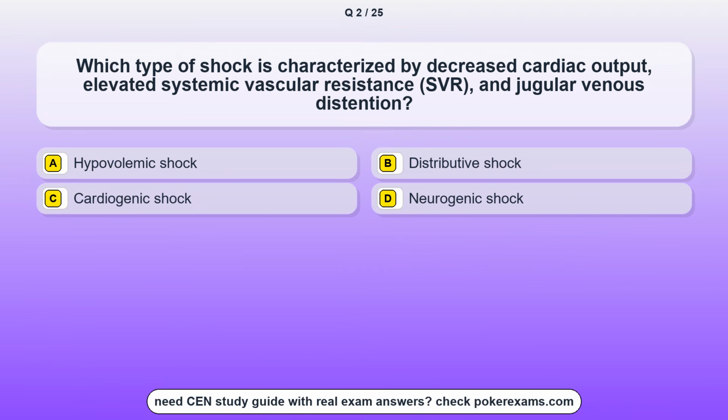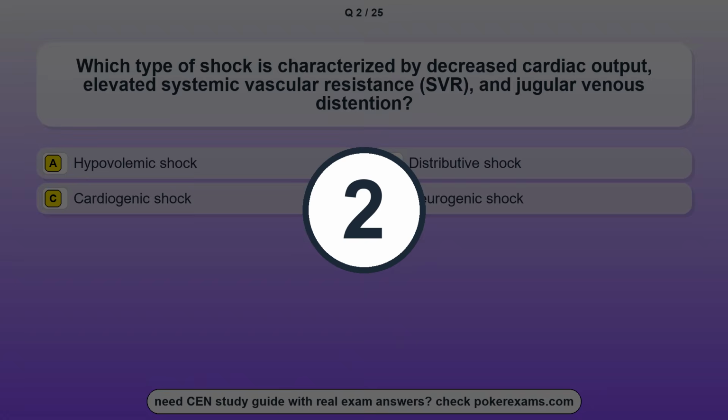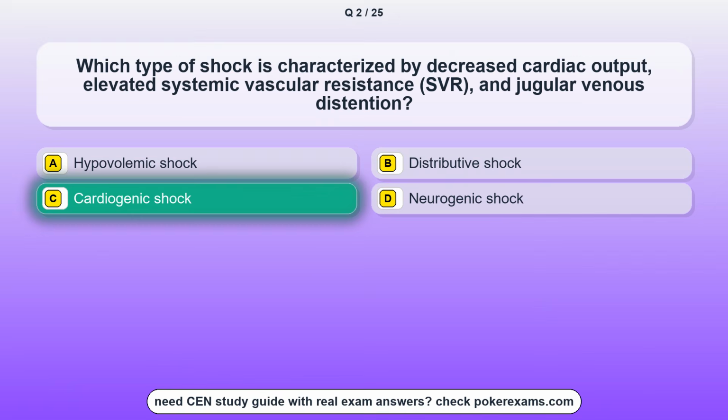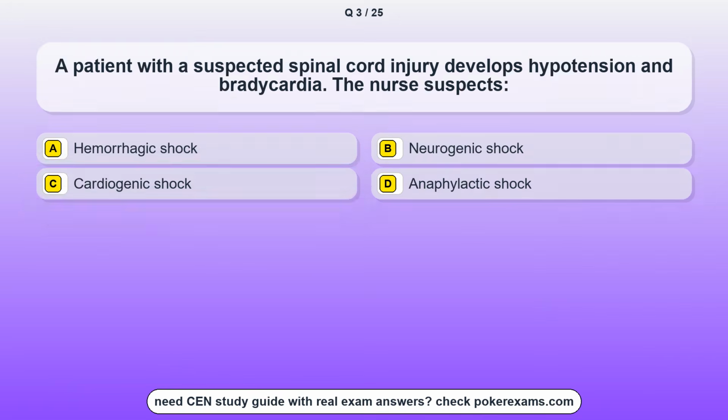Question 2. Which type of shock is characterized by decreased cardiac output, elevated systemic vascular resistance, SVR, and jugular venous distension? Option A. Hypovolemic shock. Option B. Distributive shock. Option C. Cardiogenic shock. Option D. Neurogenic shock. The correct answer is option C. Cardiogenic shock.